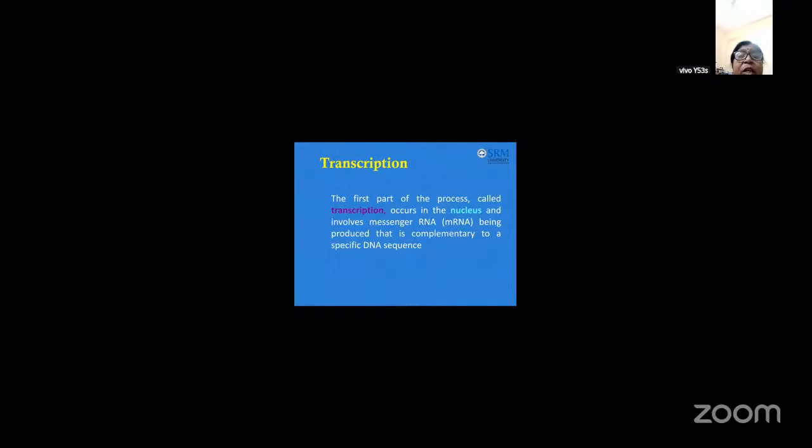So this is how protein synthesis will take place. Now coming to transcription. The first part of the process is transcription. It occurs in the nucleus and it involves messenger RNA being produced that is complementary to a specific DNA sequence. Next is translation. The second part is called translation. It occurs in the cytoplasm and it results in the synthesis of a specific protein molecule from the genetic information that is carried by the messenger RNA.